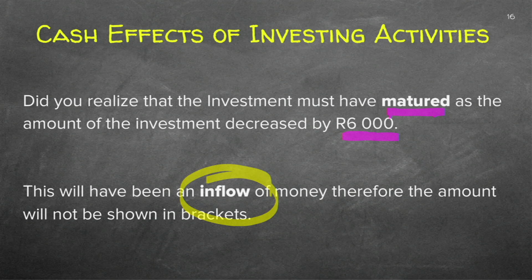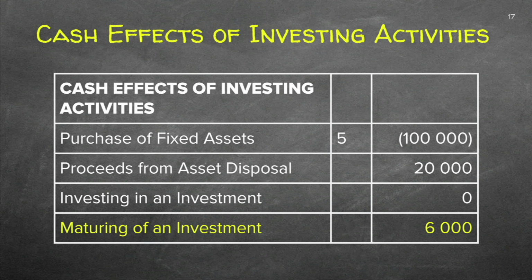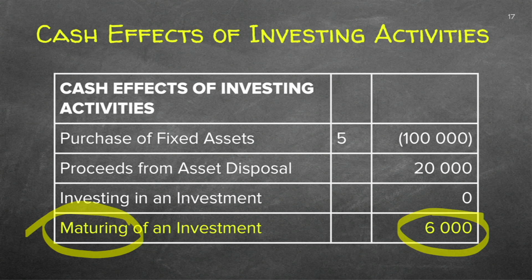So let's have a look at another scenario of the second section of our cash flow statement. So in this example, there was the maturing of an investment. The amount was 6,000 Rand, and we got that simply by saying 24,000 minus 18,000 gives me the 6,000. And because this amount was an inflow, you will note that there are no brackets. Again, the next step, let's have a look.